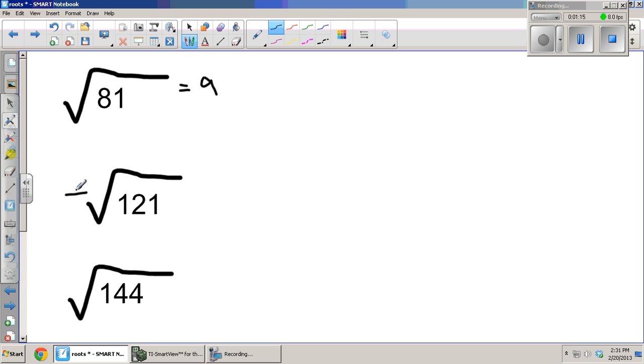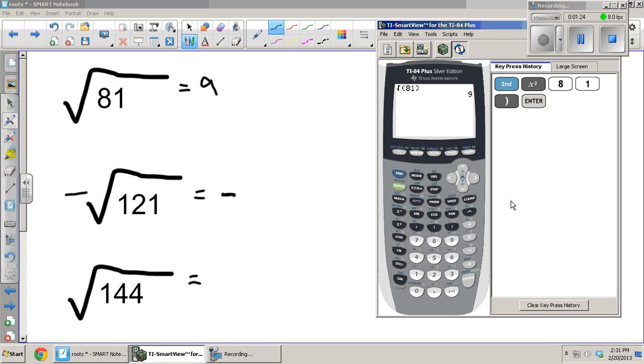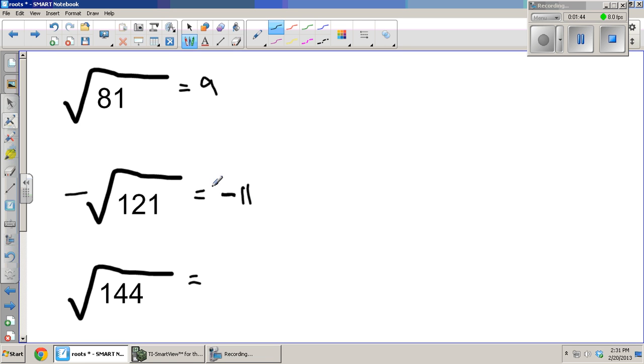If you're ever doing a square root and there's a negative sign on the outside of it, then the negative sign will be in the answer. You need to remember that. So let's look at this one. Let me clear the history here and clear it here. Clear again. Now, I need to do the square root of 121. So I'm going to hit second x squared, which is the square root sign, put in the number, close the parenthesis, hit enter. I get 11. So in this case, there was a negative sign here, so the negative 11 would go with it.